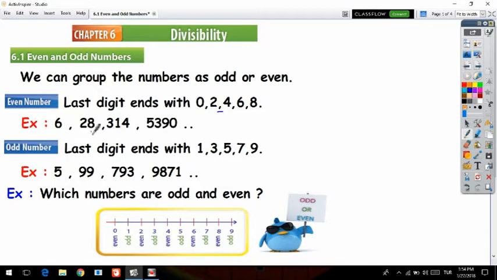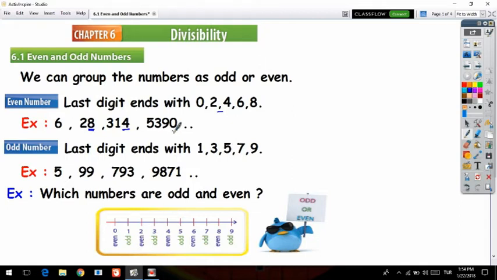Okay, now let's look at 28. Let's look at just the last digit. The last digit is 8, so 8 is between these numbers. We have another example, that is 314. The last digit, 4, is between these numbers. Yes, 4 is here.